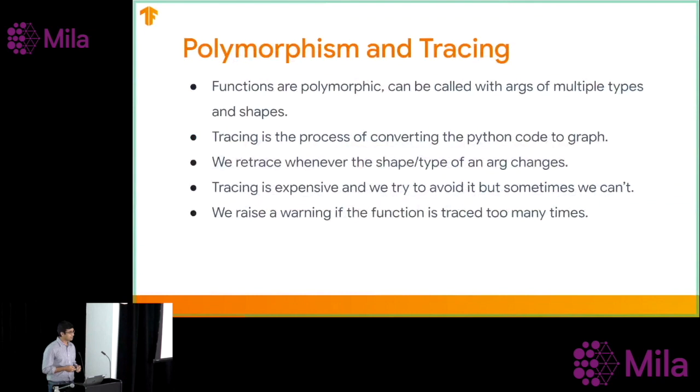Okay, so functions in TensorFlow are polymorphic, which means that you can call a function with values of different types and shapes. And each time you do that, we have to retrace the function. So it's basically converting your function from Python to graph again for each new kind of shape and type. And that can often be expensive, so I'll show you how you can avoid that. And right now, there are still certain corner cases where we can do better, but we don't. So in those cases, we raise warnings and tell you, hey, something is wrong. Maybe you can do this other thing, which will make your multiple function tracings go away.